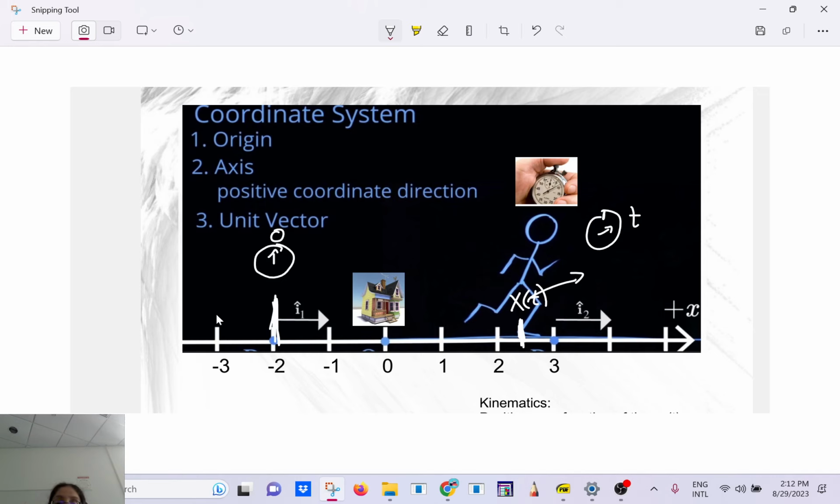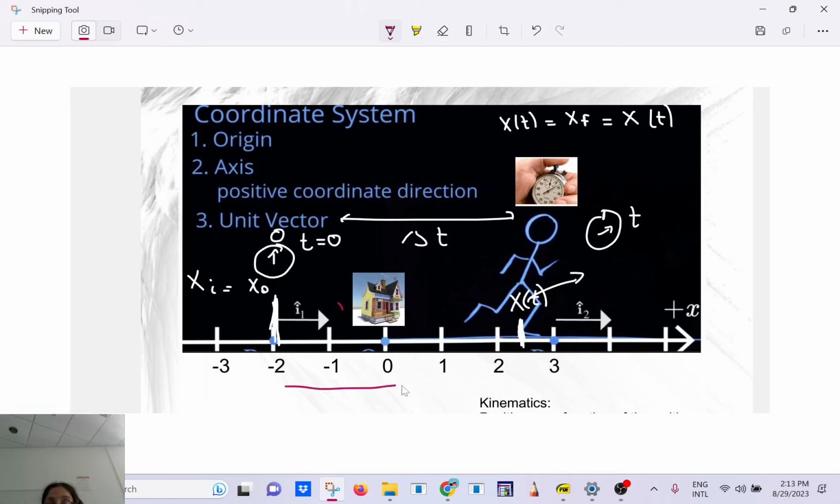Is that clear? That position here, what do we call it when you start your stopwatch at t equals 0? Initial position, very good. So you can put x sub 0. In some books, you call that the initial position. This is understood to be the final position. It could be x at time t, or just x at time t. The time between here and there is called the time elapsed. And if you go from here to there, that can be your displacement, delta x.